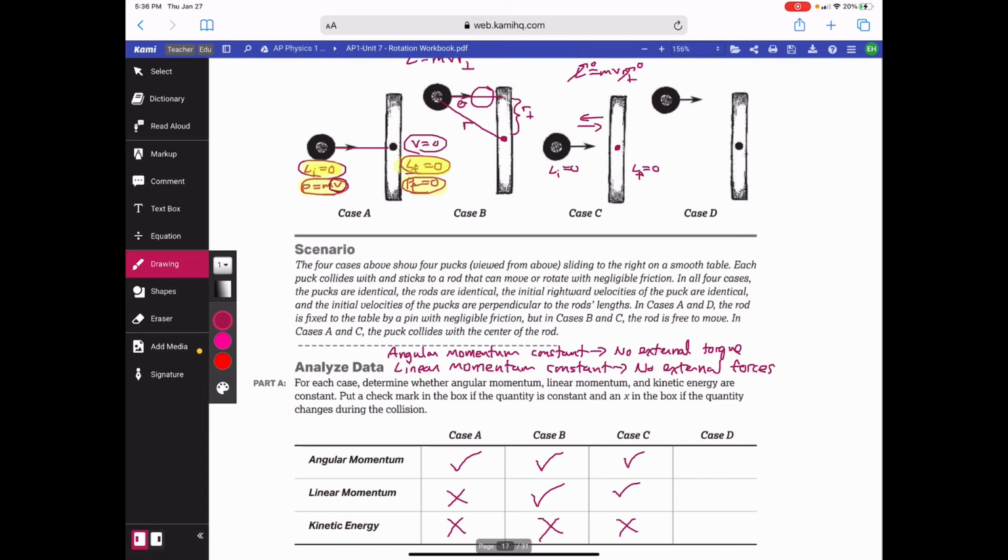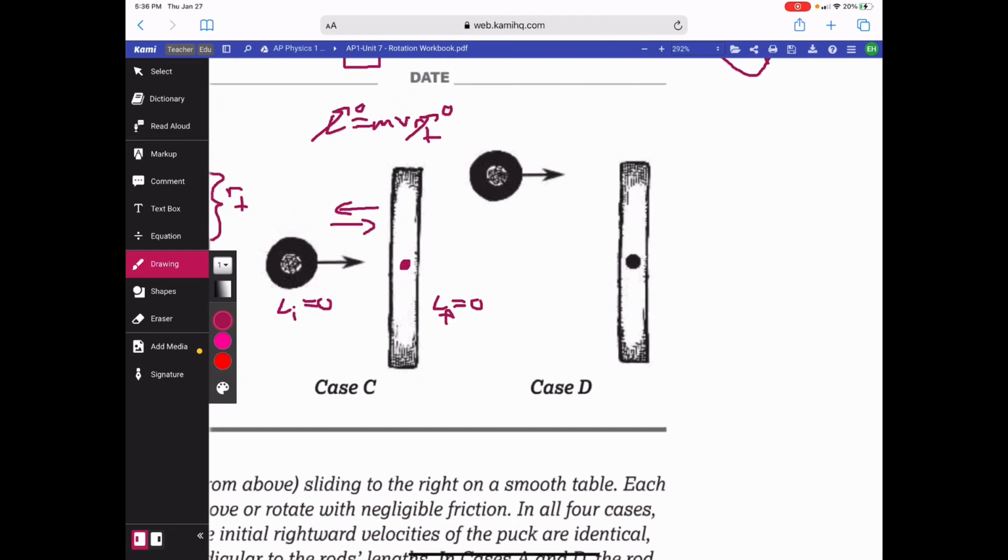Remember, case D, the bar is pinned down and can only rotate. So what do we have here? Beforehand, you have angular momentum in terms of MV R perpendicular. Remember, there's R, there's theta, and then there's R perpendicular right there. You've got a radius from the point of rotation. So with that said, you have angular momentum beforehand, when it sticks to it.